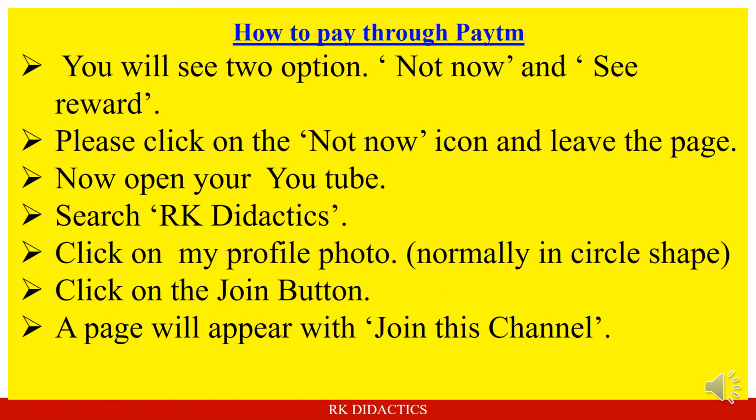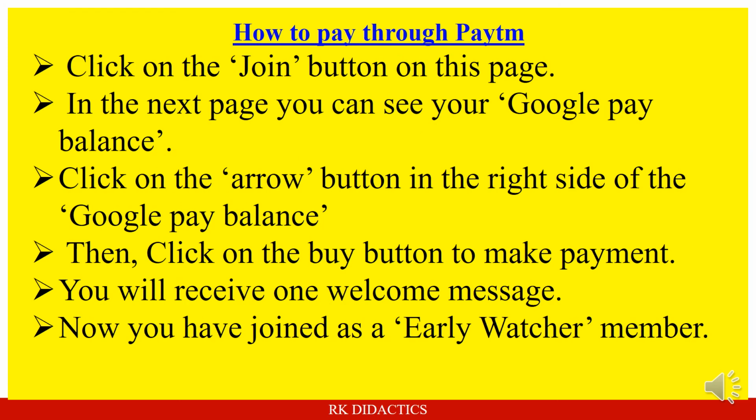Now open your YouTube, search Archididactics, click on the My Profile photo. Normally it is in a circle or round shape. Then click on the Join button. A page will appear with Join this channel. Click on the Join button on this page. In the next page you can see your Google Play balance. Now click on the arrow button which is on the right side of the Google Play balance. Then click on the buy button. Now you will receive a welcome message and you have joined as an early watcher member.